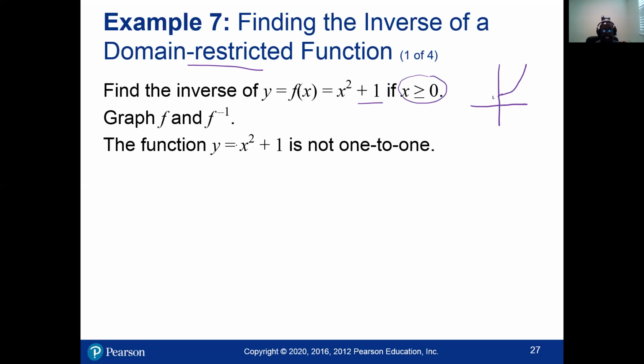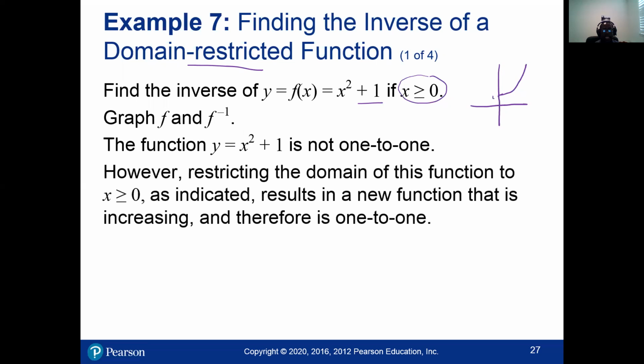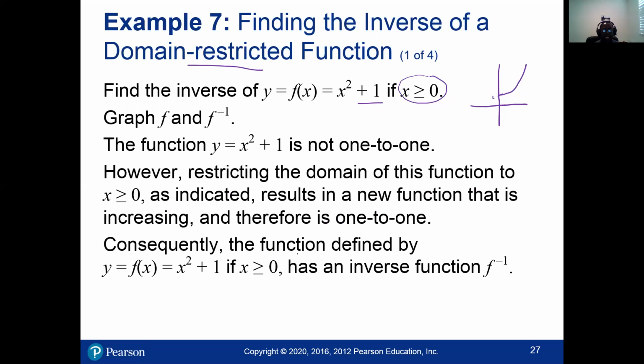So what we do is let y equal f of x. That's step 1, and then we interchange. So it is one-to-one. Restricting the domain of this function to x as indicated results in a new function that is increasing, and therefore it is also one-to-one. Consequently, the function defined by y equal to this, if x is greater than or equal to 0, has an inverse, f inverse of x.